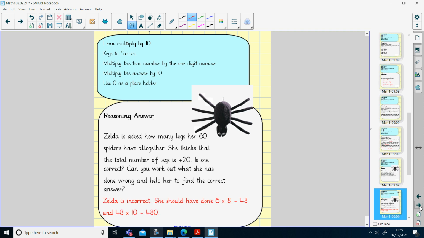Okay, so Zelda is incorrect. What she should have done is 6 times 8 equals 48 and then multiplied that by 10 because a spider has 8 legs. Zelda thought that spiders had 7 legs, which is very silly because what she's done is 60 multiplied by 7. So the correct answer is 480. Well done if you got that correct.